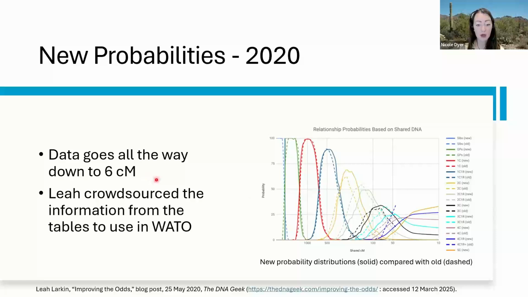And this graph that Leah shares on her blog post, Improving the Odds, shows the new probability distributions, which are the solid lines, compared with the old, which are the dashed. And so we don't really need to go in here and really memorize this. Just know that the information between the old and the new is very similar. See the lines very close to each other, but some have higher peaks here and lower here, and so a little bit of a different range there.